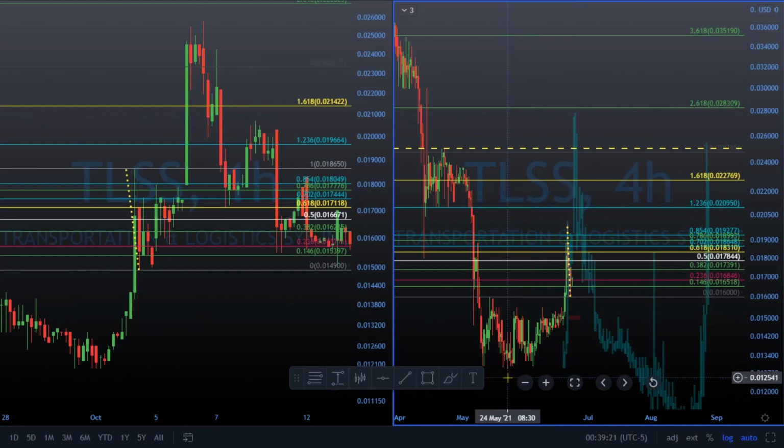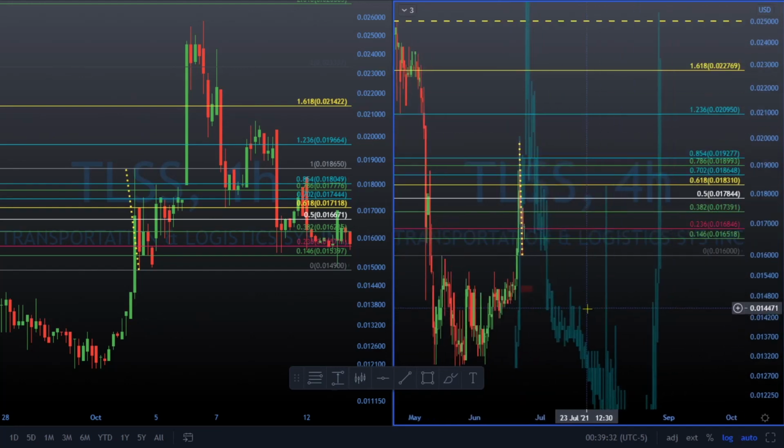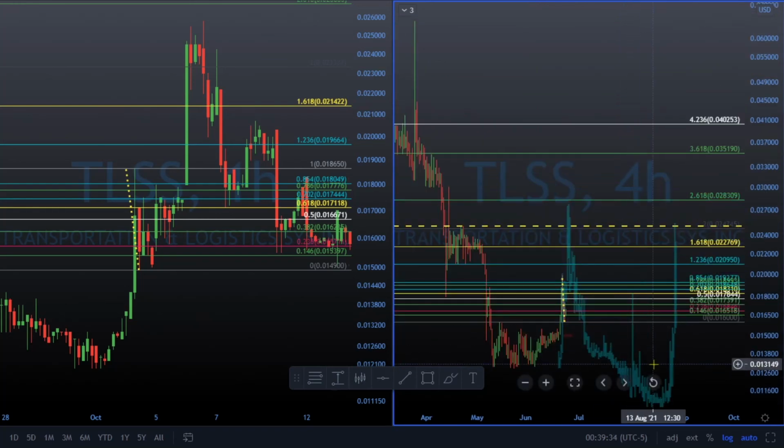A wick cannot break it. If price level crosses below this for any period of time, for any amount of money, then we will see at minimum 0.0125 play out at absolute minimum before we can find support again.